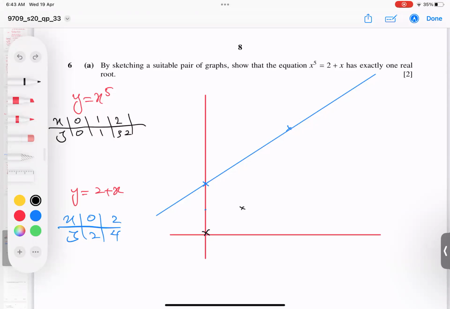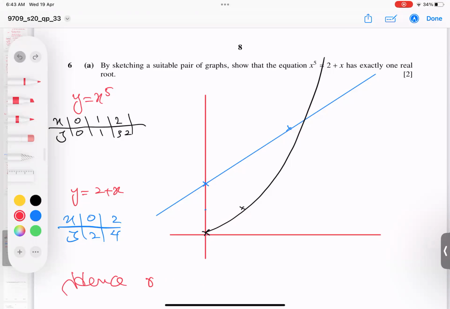Or I make it a curve again. So you can see that the root lies between 1 and 2, or between 1 and 3, you can say that. Hence the root lies between 1 and 3. This is proof that a root is there. Okay, it has exactly one root.